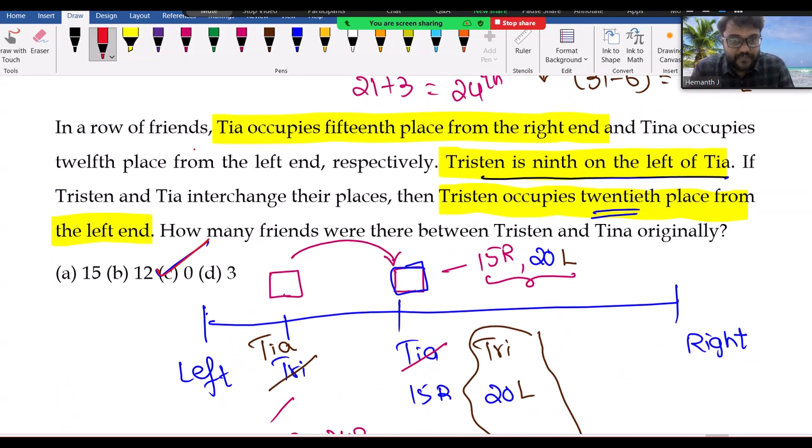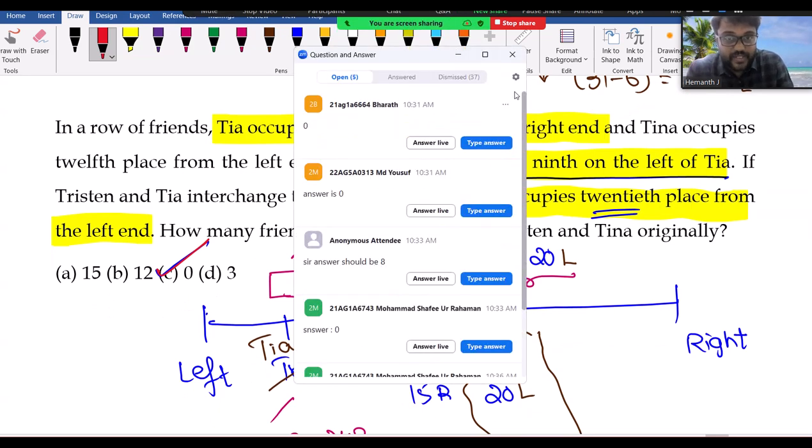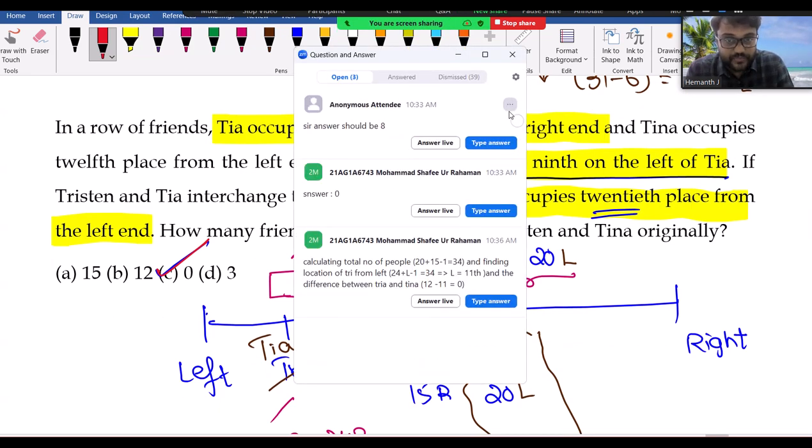How did you decide this with respect to this place? Now, anyone having doubt, please mention. Okay, the answer is 0.